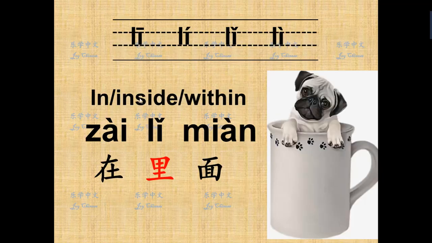Next one is l and i. 了, 一, 哩, 离, 里, li. So here I introduce the third tone, 里. Li, it means in, inside, within. So this is a very frequently used character. It's usually combined with other characters to have their meaning. Here we say 在里面, like this puppy is inside of the cup. 里.